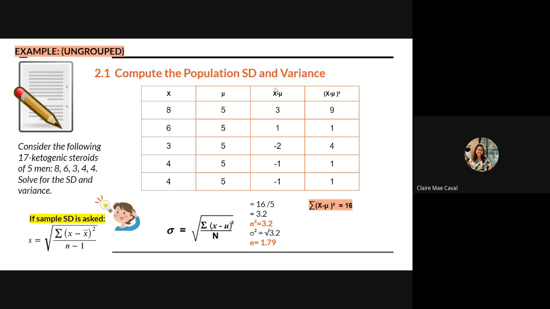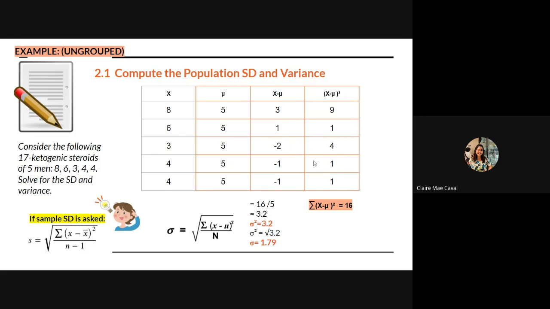So this one, you get x, that's your observation, the value of each observation minus the mu or the population mean. So for example, 8 minus 5, that's 3. And then you do the same below. Okay? Next is another column, you square this one. Get the square of this one. The square of 3 is 9. Square of 1 is 1. Square of negative 2, that's 4. And so on and so forth.